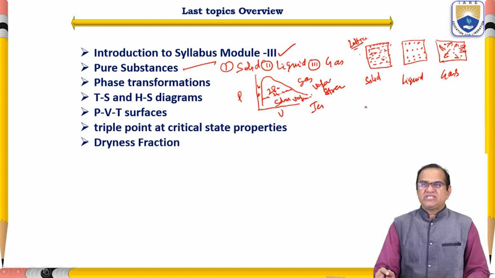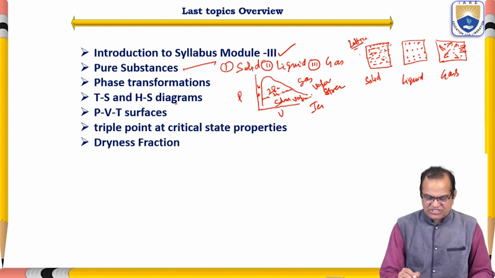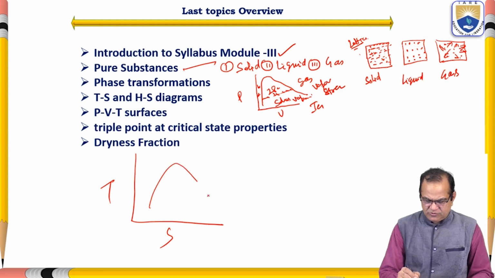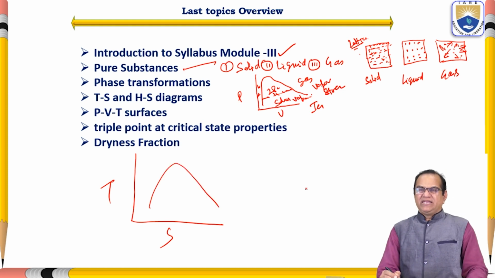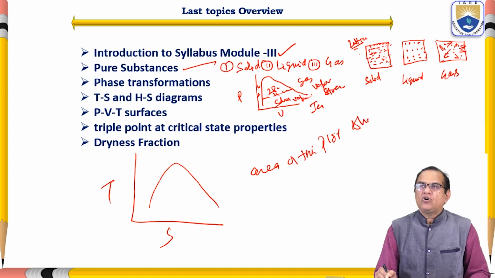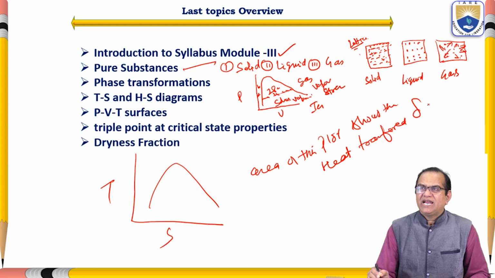This is called the transformation of the phase. And if you see the TS and HS diagrams, TS means temperature and entropy, and the area of this plot shows the heat transferred, like del Q is equal to T dS.